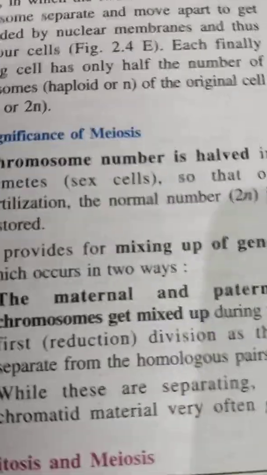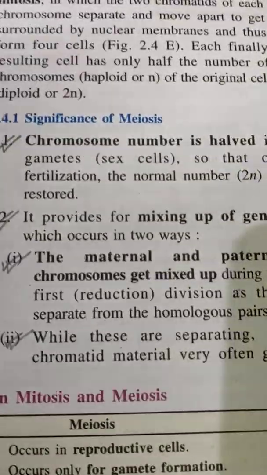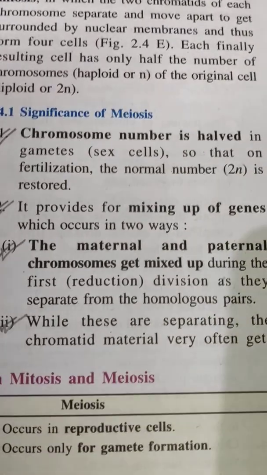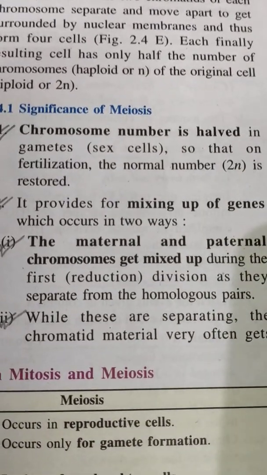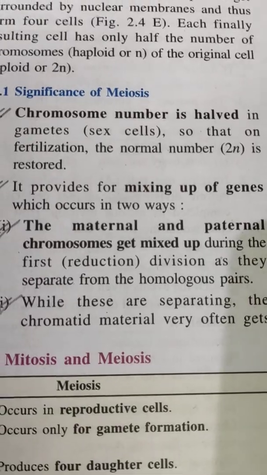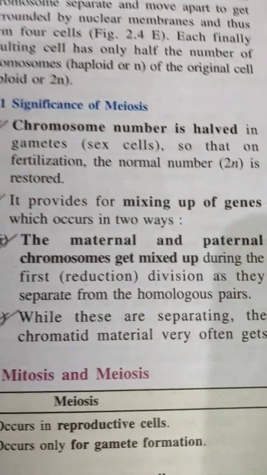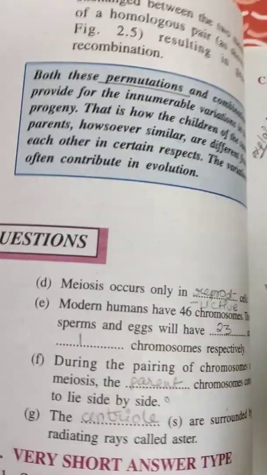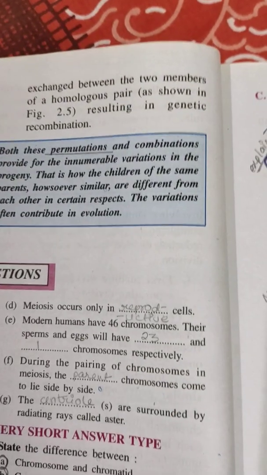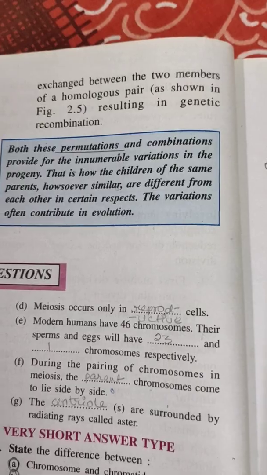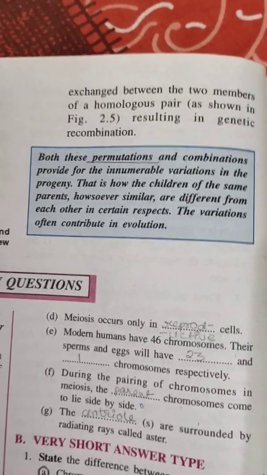What is the significance of meiosis? Chromosome number is halved in gametes so that on fertilization the normal number is restored. It provides for mixing up of genes. The maternal and paternal chromosomes get mixed up, and while these are separating, the chromatid material very often gets exchanged between the two members of a homologous pair, resulting in genetic recombination.